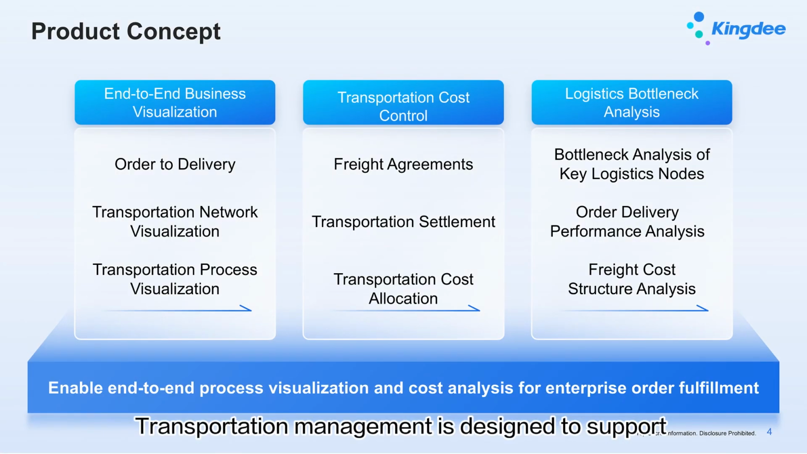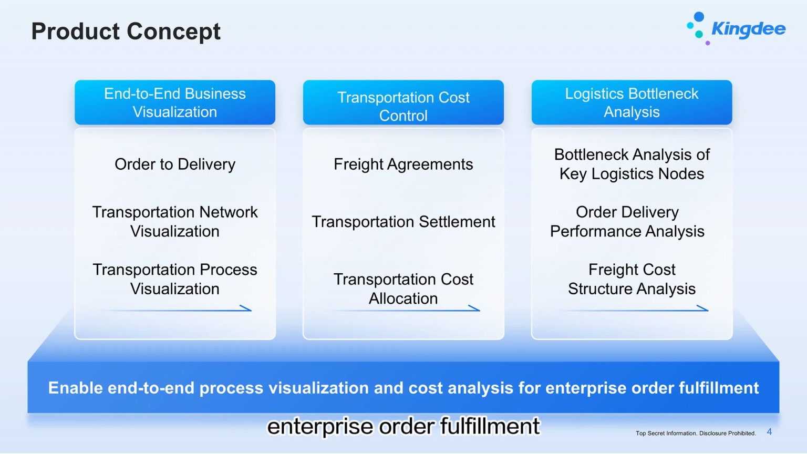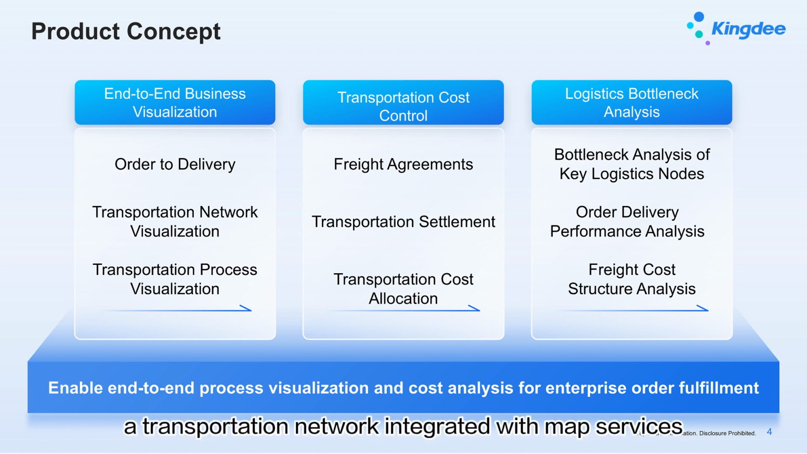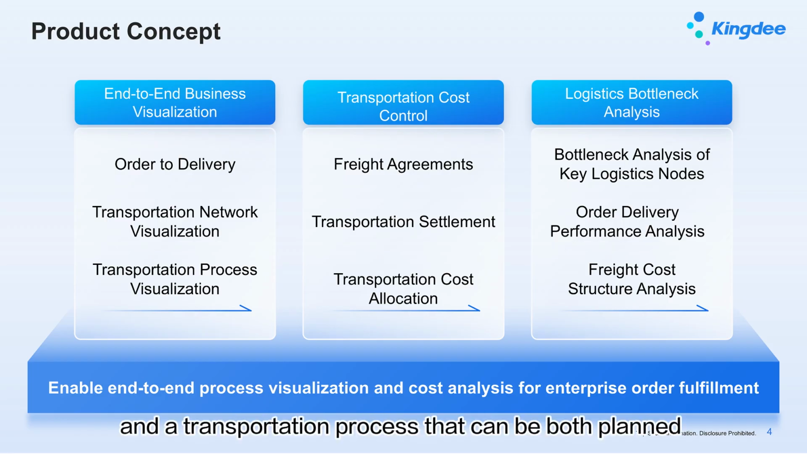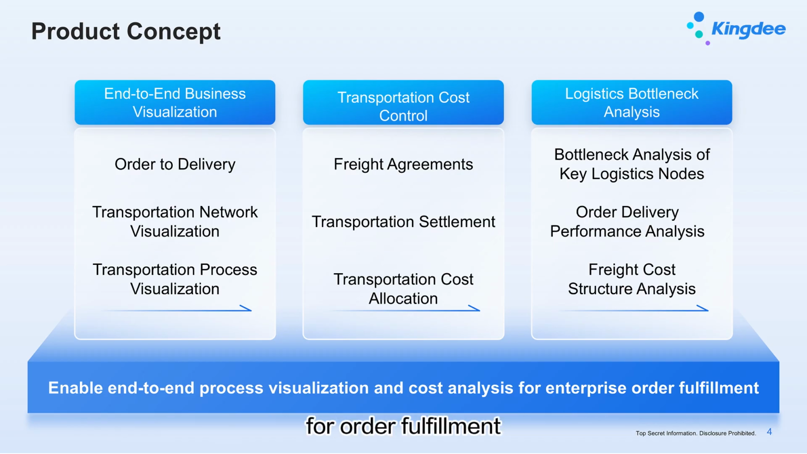Transportation management is designed to support enterprise order fulfillment by providing end-to-end process visualization and cost analysis. It utilizes a complete document chain, a transportation network integrated with map services, and a transportation process that can be both planned and monitored to support end-to-end business visualization for order fulfillment.